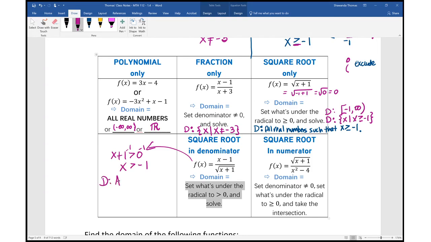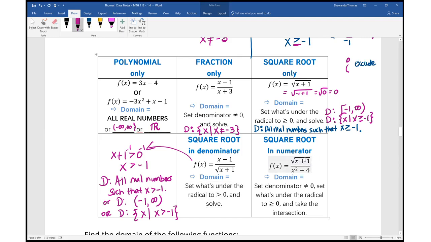Therefore, the domain is all real numbers such that the x has to be greater than -1. Or you could write it as parenthesis -1 to infinity. Or you could write it in set builder notation. All x values such that x has to be greater than -1. Let's go to the square root in the numerator.